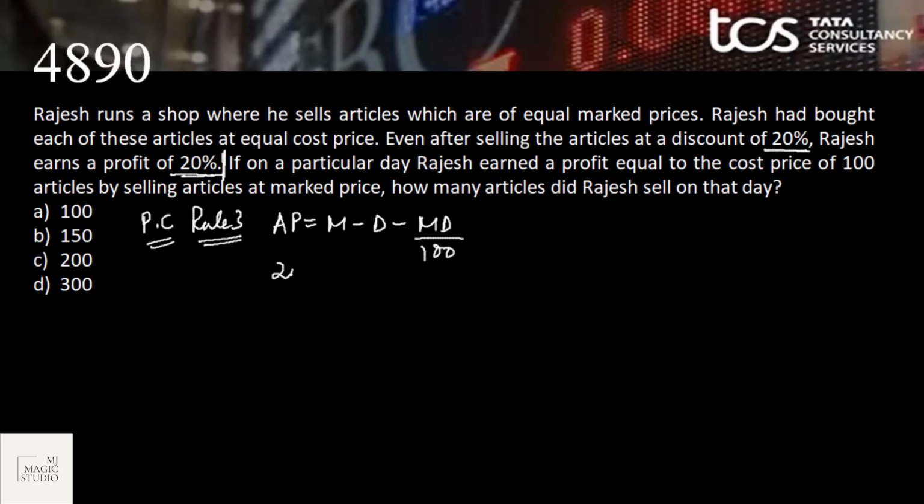Here actual profit is 20. Marked up we don't know. Discount is 20 minus 20 M by 100. So 40 equals 80 M by 100. So this goes like marked up is 50%.